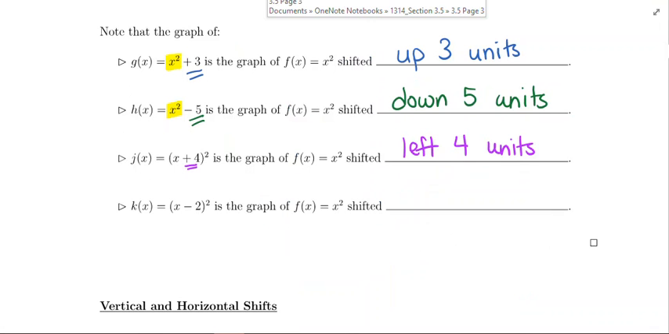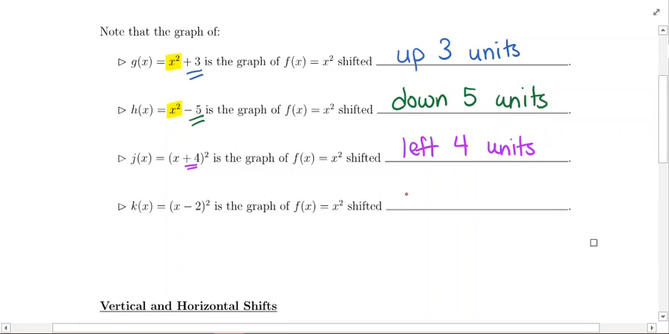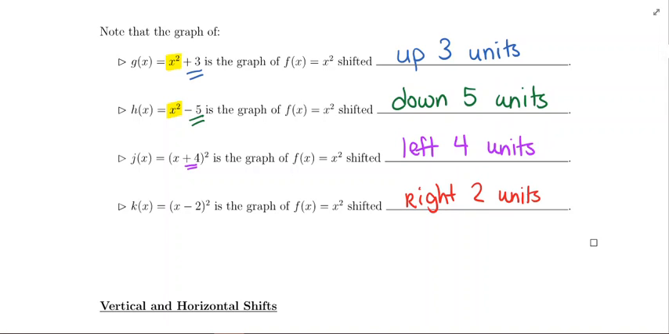So let's go ahead and fill that in. We have shifted right 2 units. And again, the formula is very telling. When we look at k of x is equal to x minus 2 quantity squared, we have parentheses that tells us it's going to be a horizontal shift. Since we are subtracting, we are going to go to the right by that number of units.